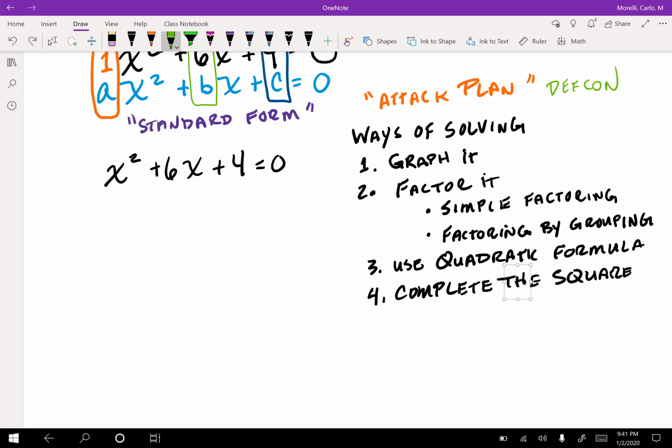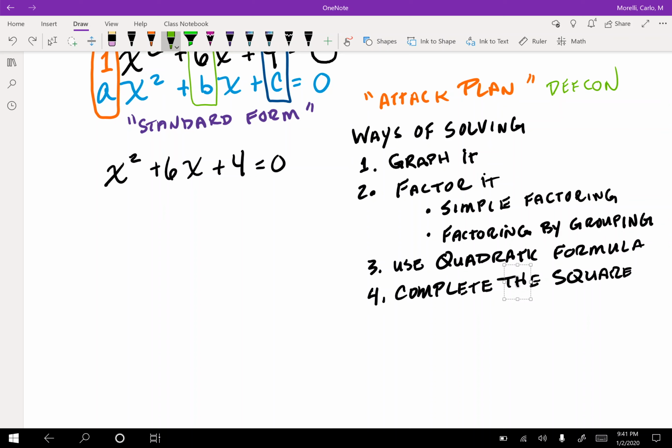Okay, we'll try to do simple factoring if we can. And if we can't, we'll factor by grouping. Number 3, use the quadratic formula. All right. If you can't use the quadratic formula or you're being asked to, you'll complete the square.